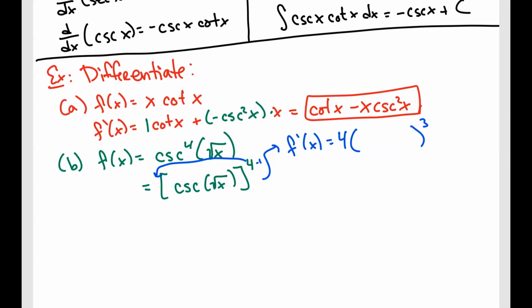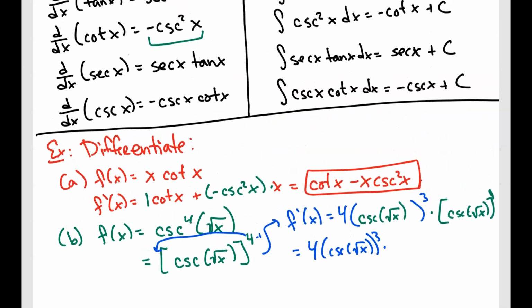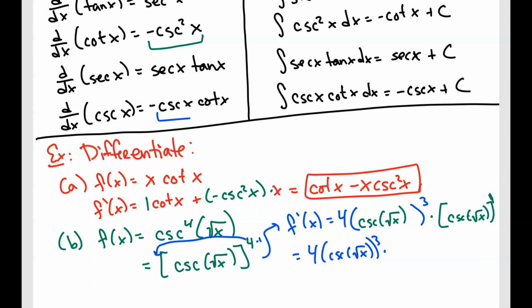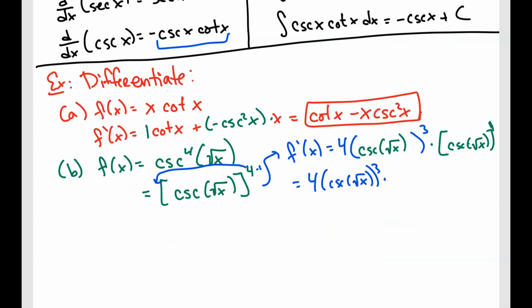The inside is going to stay the same. So you're going to have cosecant of square root of x times the derivative of the inside function, which is going to be cosecant square root of x. I'm going to write it like this to know that we're going to take the derivative of that. So this is going to be equal to 4 cosecant square root of x to the 3rd power times the derivative of cosecant. If you go back up, the derivative of cosecant is going to be negative cosecant x cotangent x.